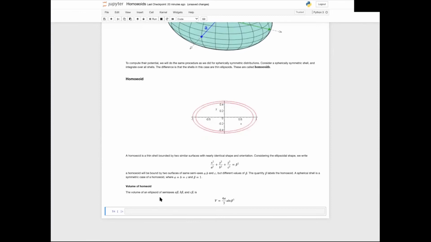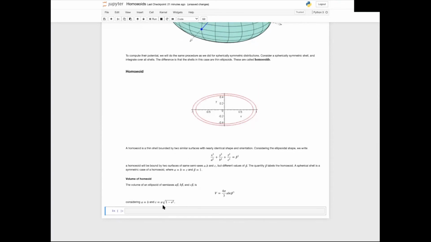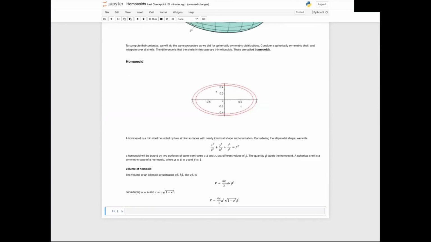So the volume of an ellipsoid of semi-axes A beta, B beta, and C beta is then given by this expression, 4 pi over 3 ABC times beta cubed. Now let's simplify that we have an ellipsoid where A is equal to B, which is usually the case in astrophysics, and C is the flattened direction, flattened by the eccentricity, so times the square root of 1 minus the eccentricity squared. Substitute that in the volume. That's the volume then that we have. We got rid of B and C and write that in terms of e.